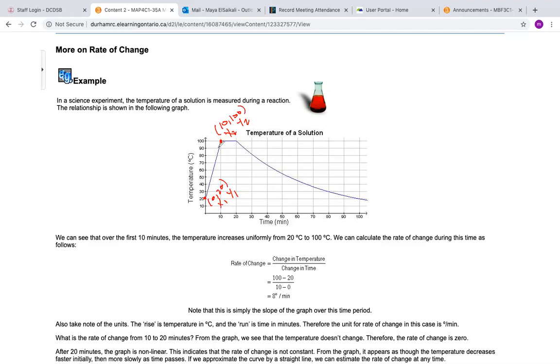minute. Okay. Now between 10 and 20, they're asking you here, what's the rate of change between 10 and 20 minutes? We said that because there's no change in temperature, the rate of change is going to be 0.